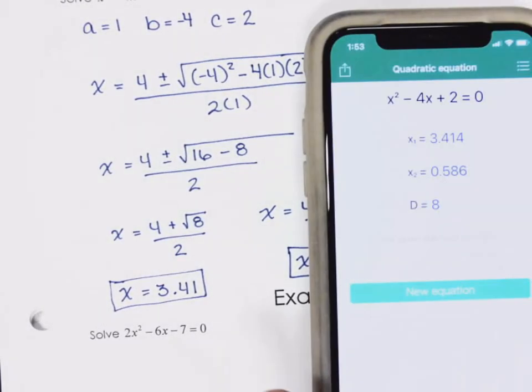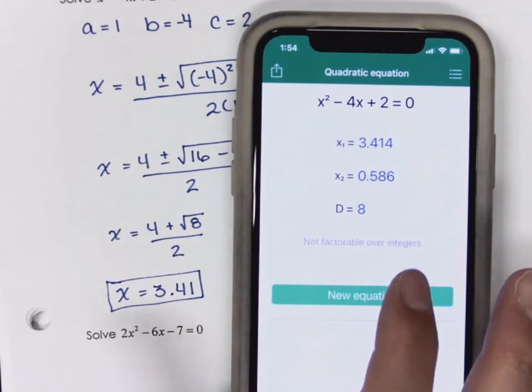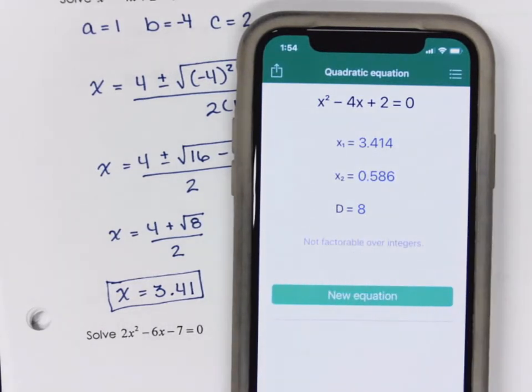And notice that this one says, not factorable over integers. All that's saying is that it won't use nice round numbers. You'll end up with decimals. So it couldn't factor it with nice numbers.